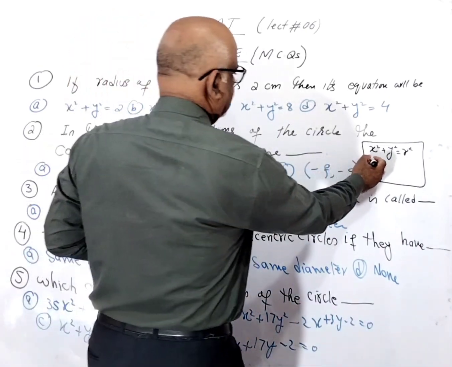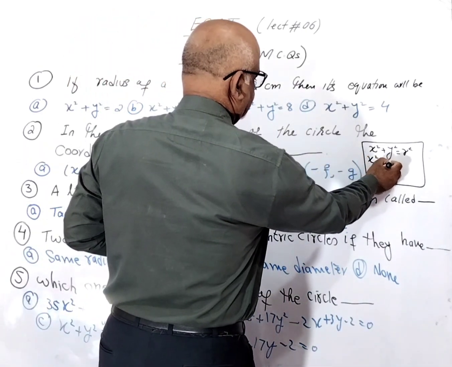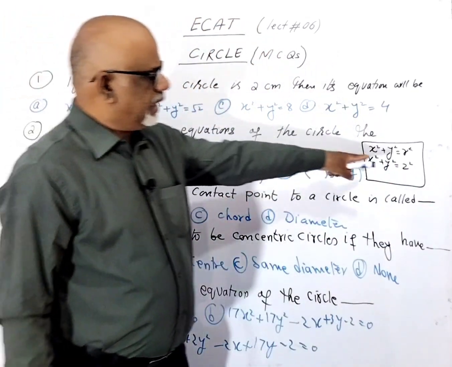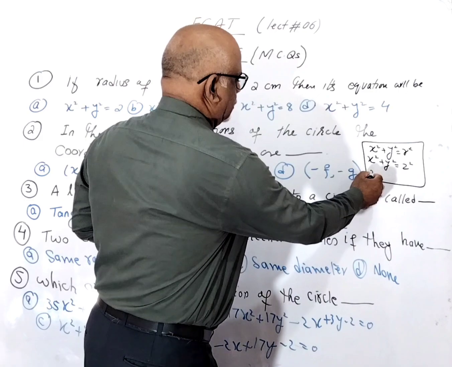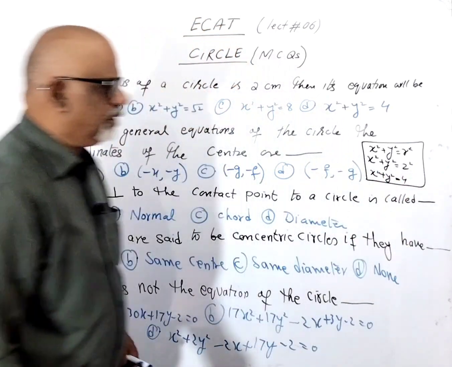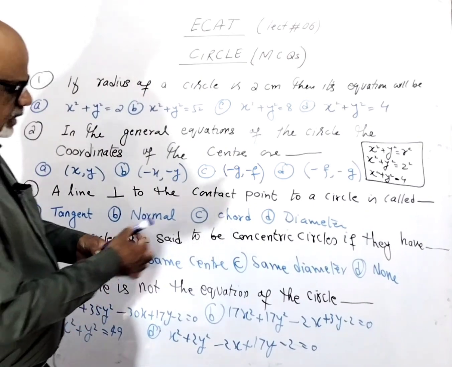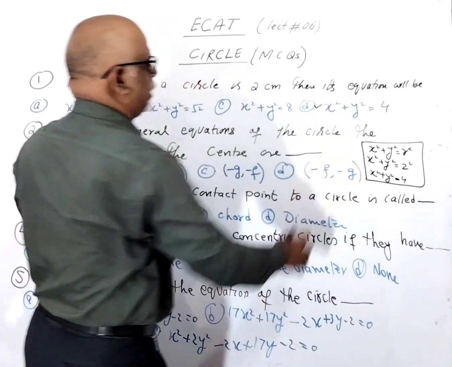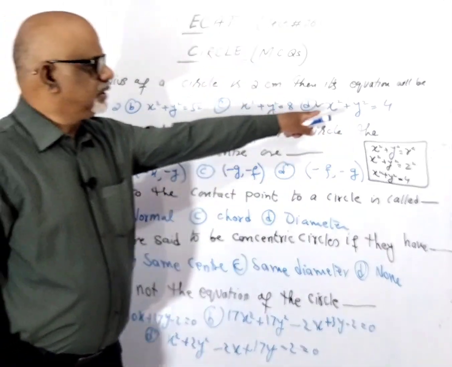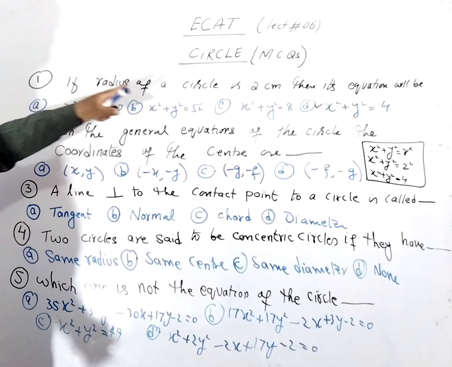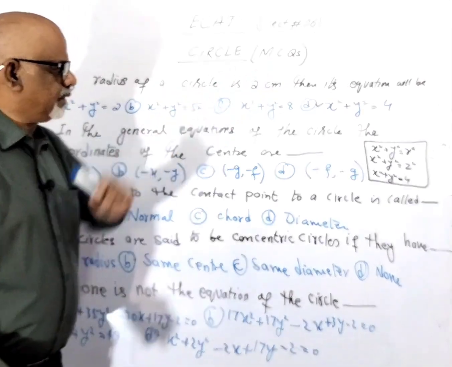So here the radius is 2, so we have to put the value of r equals 2. So this is x square plus y square equals 4. That means the D part is correct. x square plus y square equals 4 is the correct option of the first MCQ when the radius of a circle is 2 centimeter.